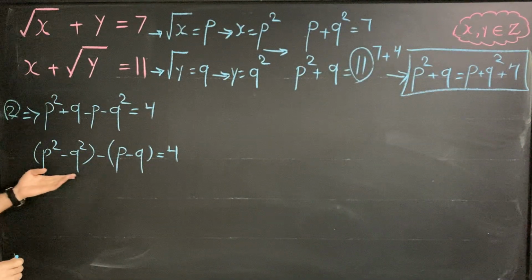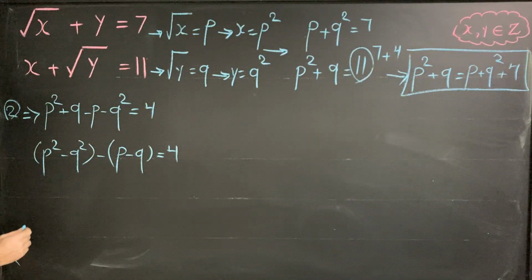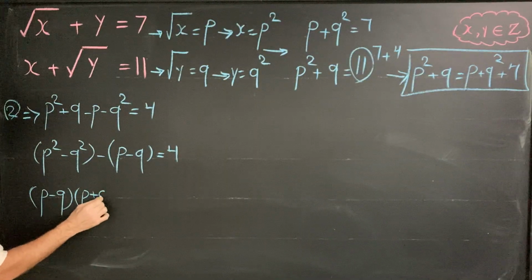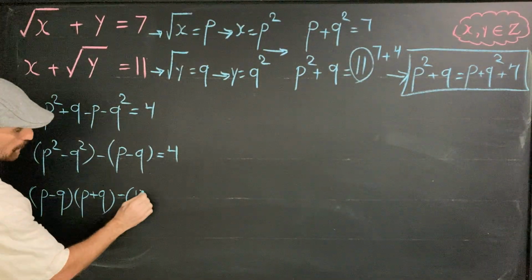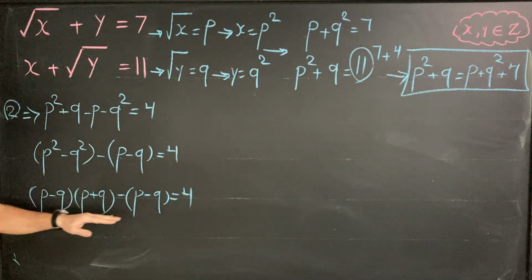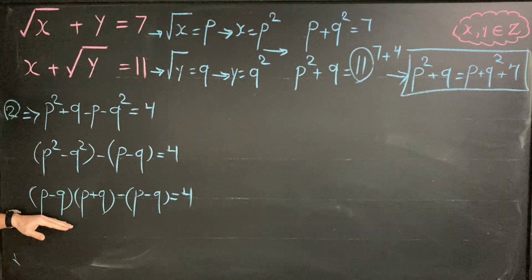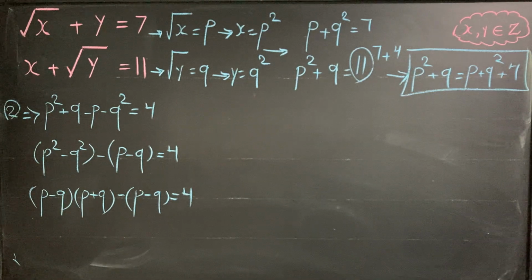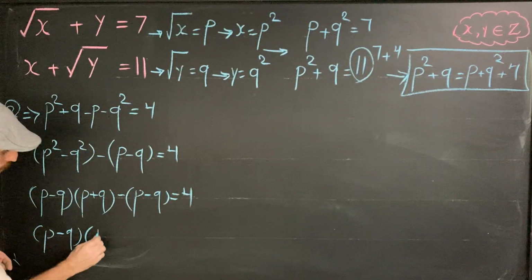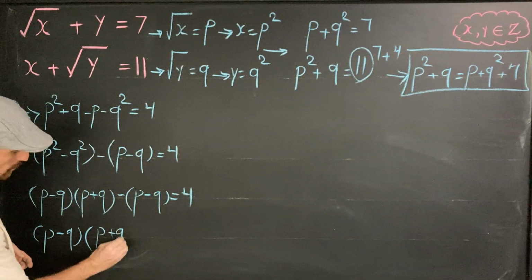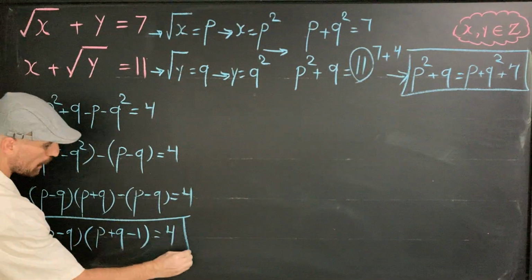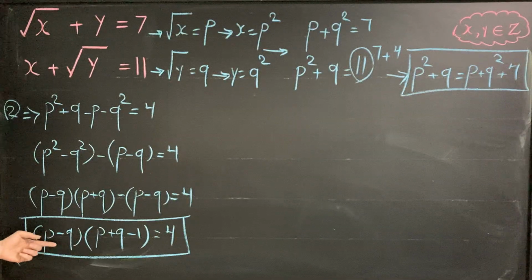Now, what can you notice here? P squared minus q squared can be written in the form of p minus q times p plus q, right? Minus p minus q is 4. What is the common factor between this term and this term? Right, p minus q. So let's factor p minus q out of our expression. First one is going to be p plus q. Second one is going to be minus 1 equals 4. So tell me, how can we use this one to find the value of p and q?